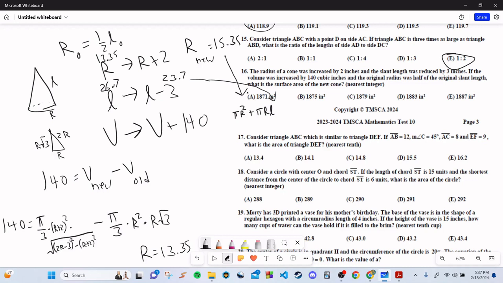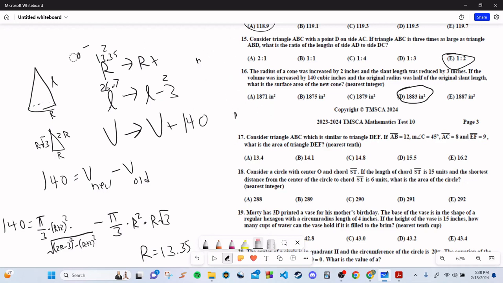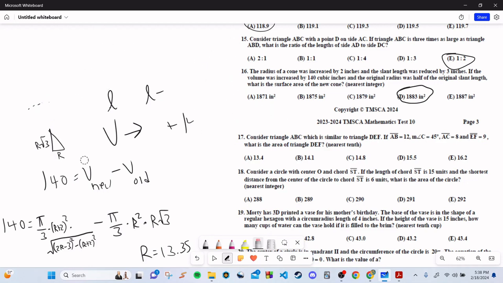So that's going to be pi times 15.35 squared, plus pi times 15.35 times 23.7. That comes out to about 1,883. So D is our answer choice. That's correct.